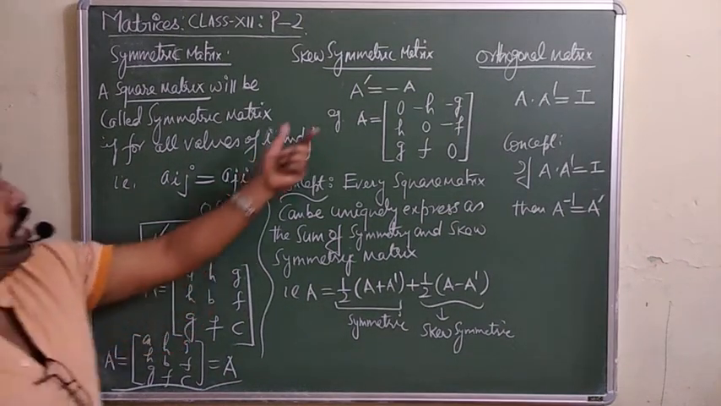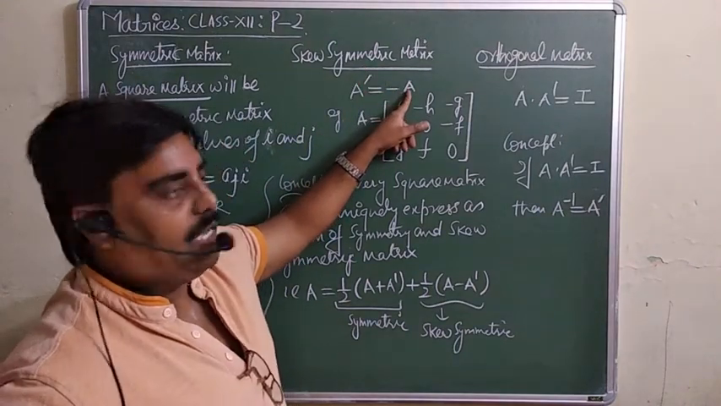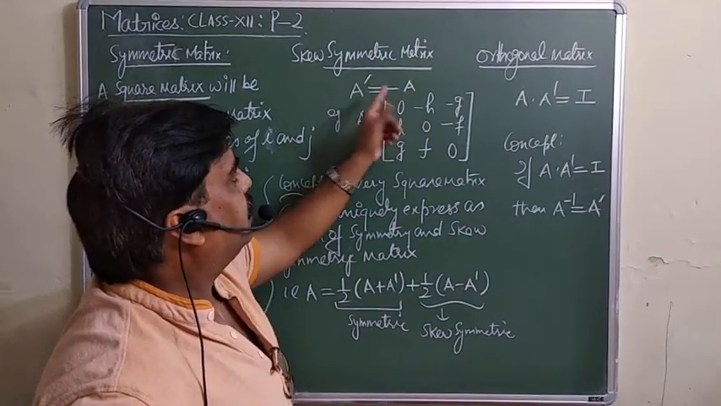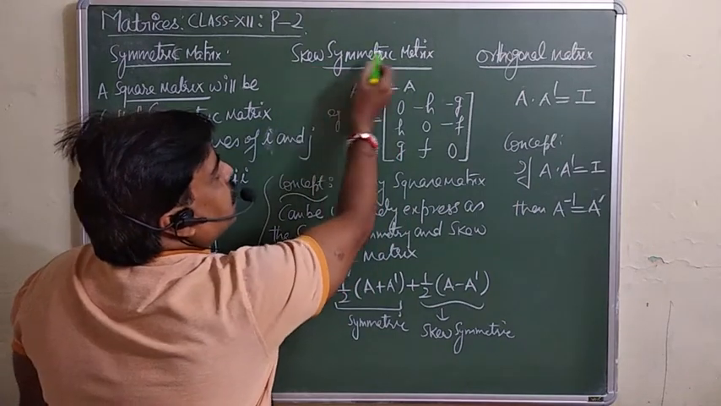So then you can say this is the symmetric matrix. But if the transpose of a matrix comes equal to minus A, meaning minus of the same matrix, then you can say that is the skew symmetric matrix. The important point is there only in skew symmetric matrix.